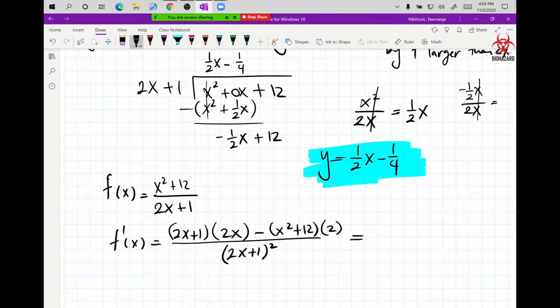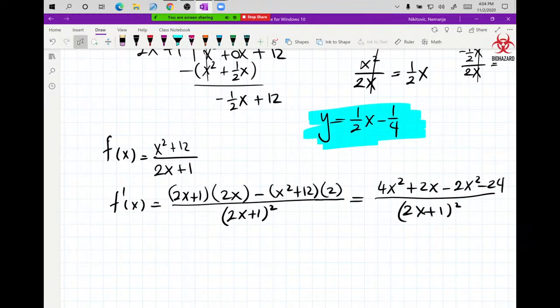Could you have done this in one shot using logarithmic differentiation? Yeah, of course. Again, do you really carry your sledgehammer everywhere? This was a very, very small calculation. What do I have? I have 4x squared plus 2x minus 2x squared minus 24 divided by 2x plus 1 everything squared.